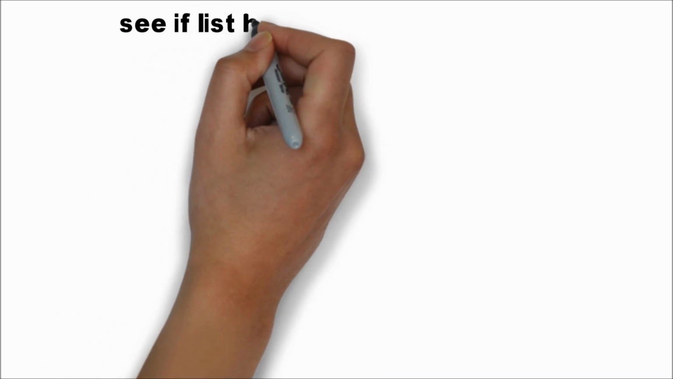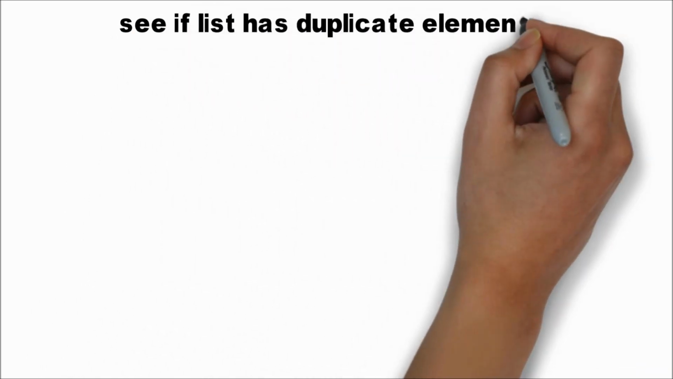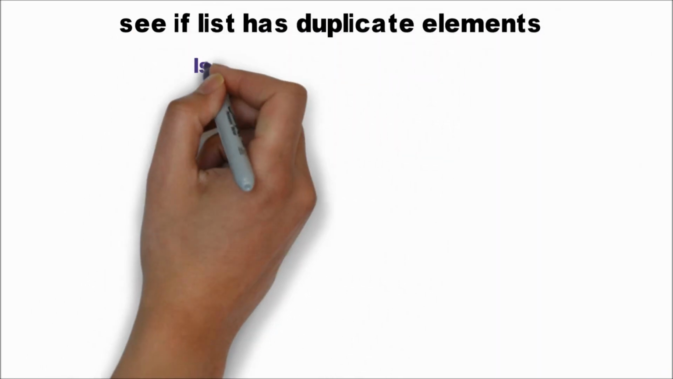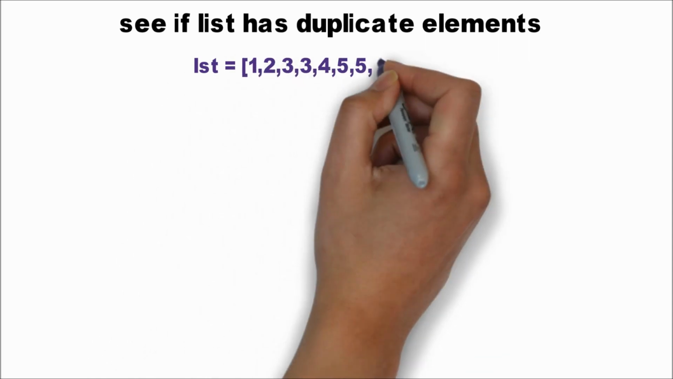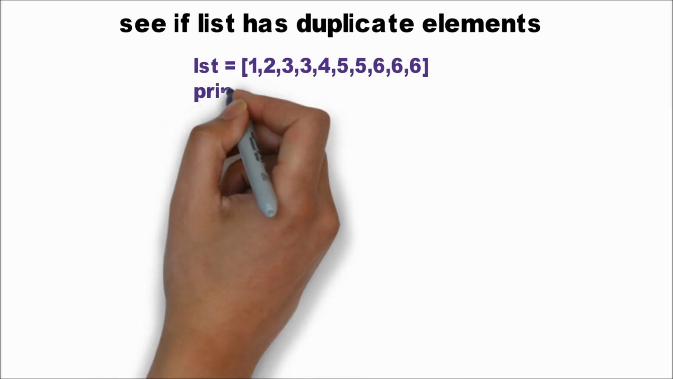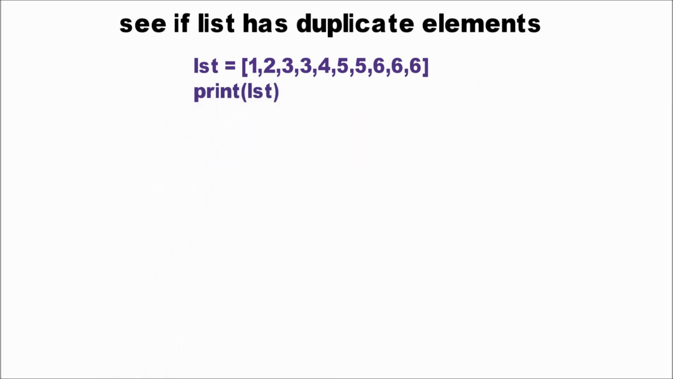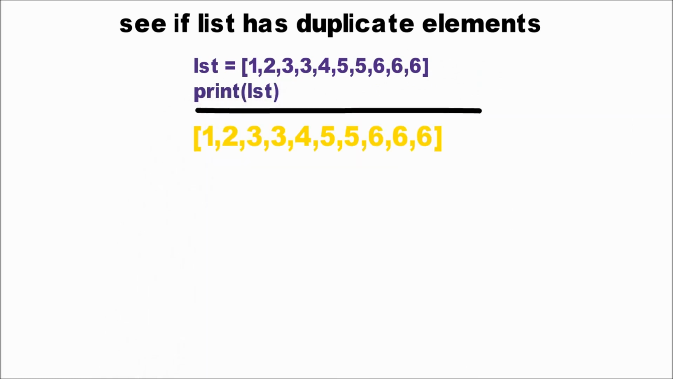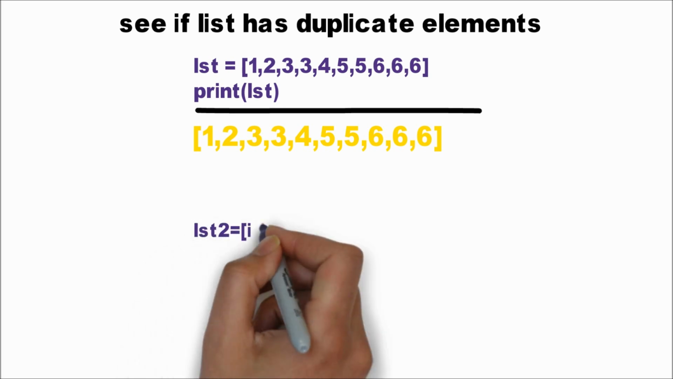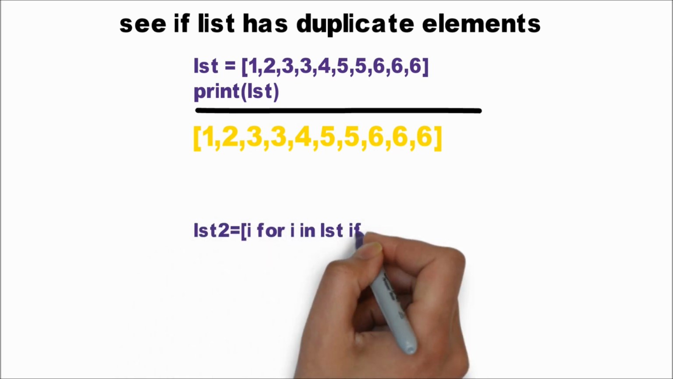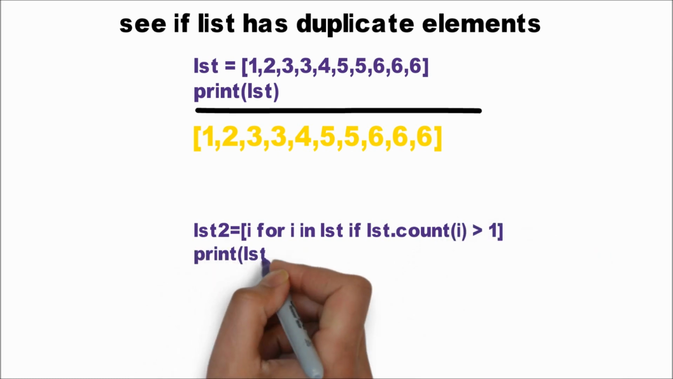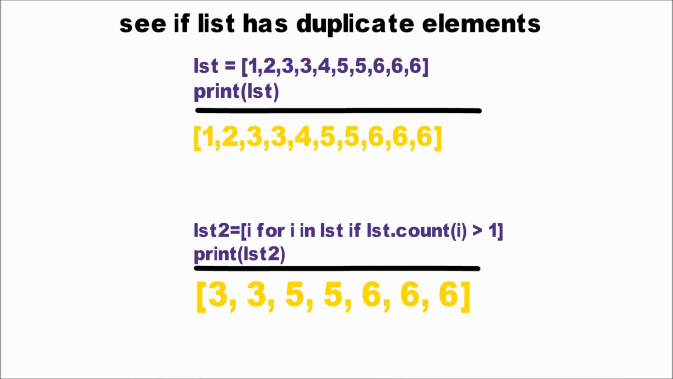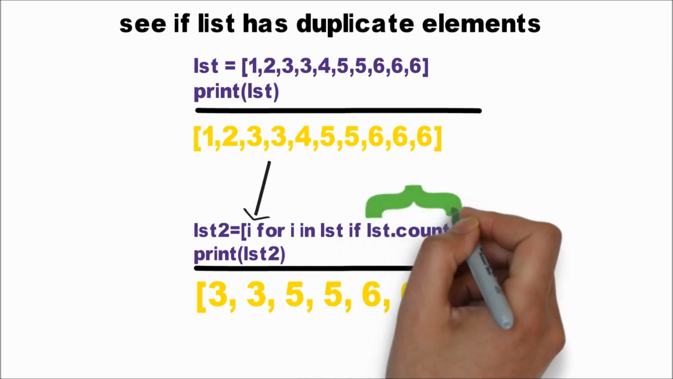Next, let's see if a list has duplicate elements. Let's create a list lst equal to 1, 2, 3, 3, 4, 5, 5 and 6, 6, 6. Let's print all the items which are repeating. To do this, we can write i for i in lst if lst.count of i is greater than 1. So basically we are just filtering those items which are repeating, in other words, their count is more than 1.